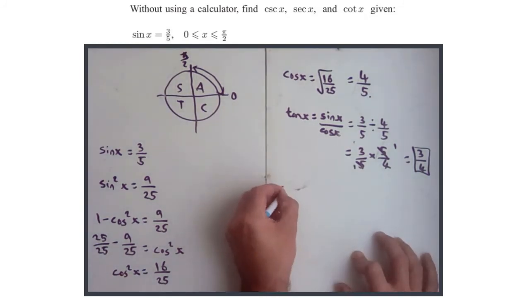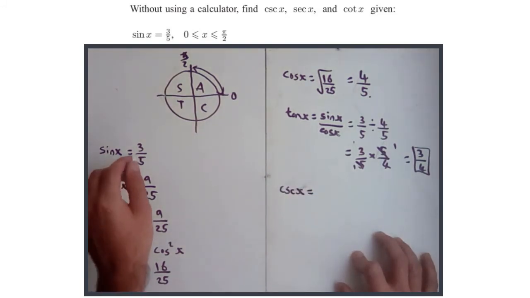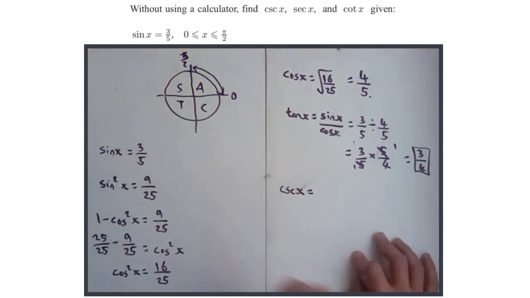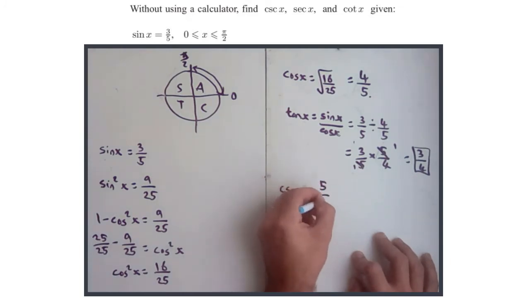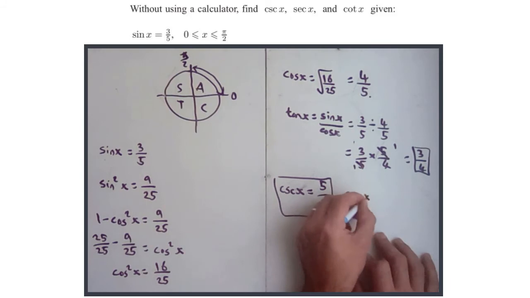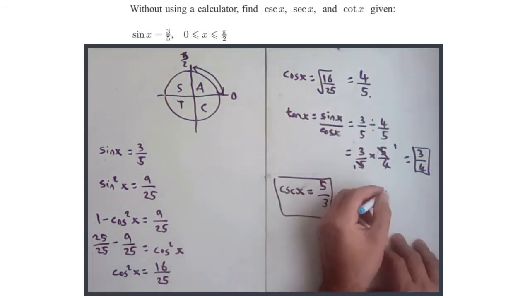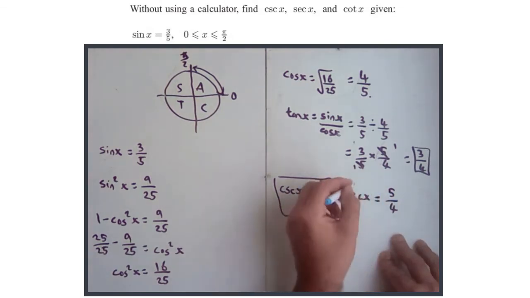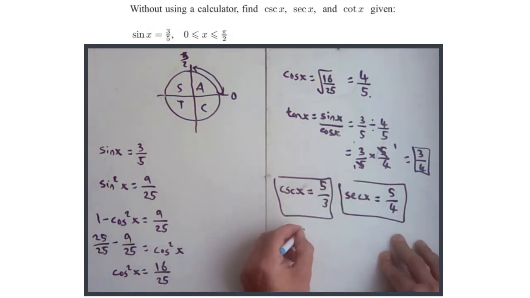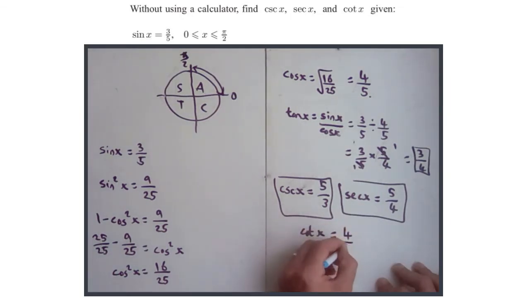So cosec x is the reciprocal of sine x. So you literally just take sine x and flick it upside down. So 5 over 3. Sec x is the reciprocal of cosine x, so you flip this one upside down, which is 5 over 4, and cot x is the reciprocal of tan x, 1 over tan x, so you flip that one upside down, so that must be 4 over 3.